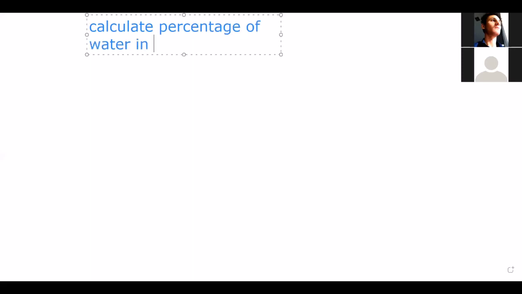For example, the question is, calculate the percentage of water in copper sulfate crystals.